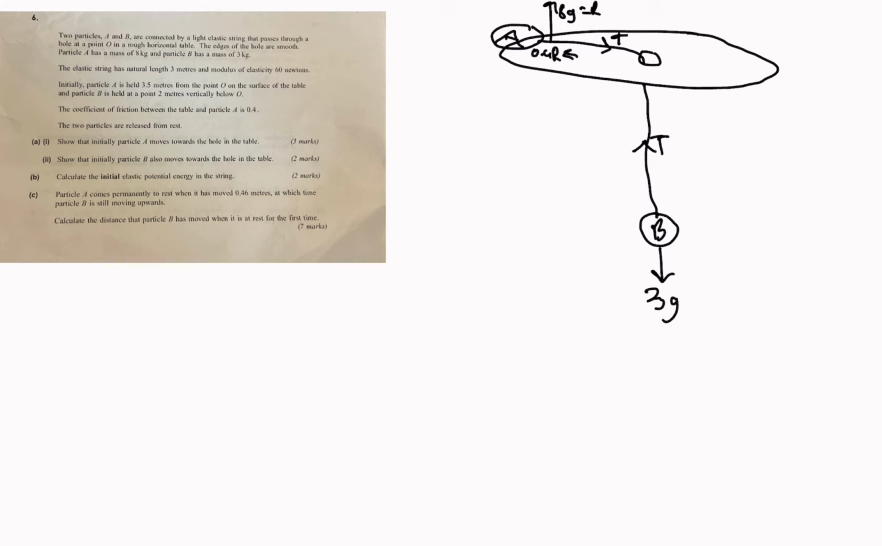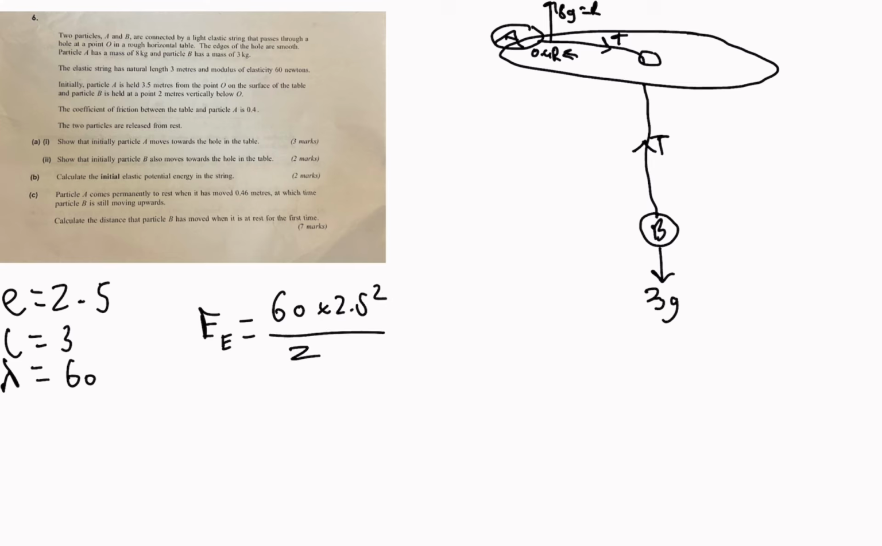Part B says, calculate the initial elastic potential energy in the string. Okay, so we know that the extension is 2.5, the length is 3, and the modulus is 60. So we can say that 60 times 2.5 squared over 2 times 3 is going to be the elastic potential energy. That equation comes from lambda x squared over 2L, which is just the integration of the other equation we used in the last part. Now that calculation is going to give us 62.5 joules, which is the initial elastic potential energy in the string.